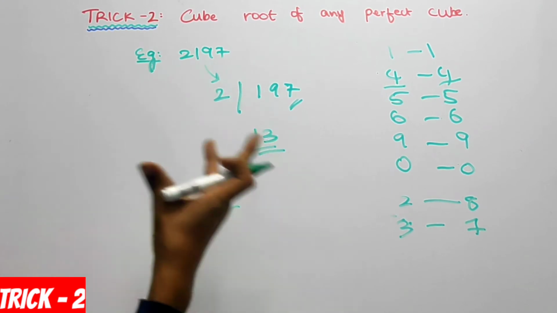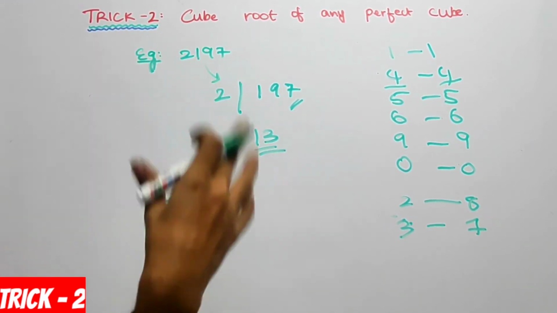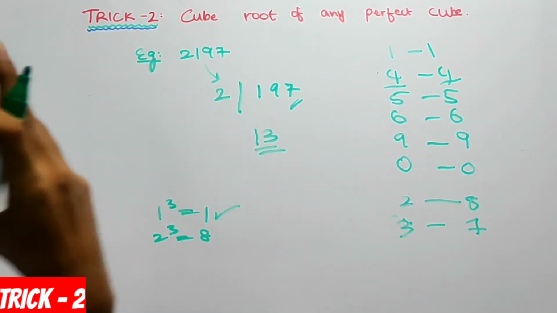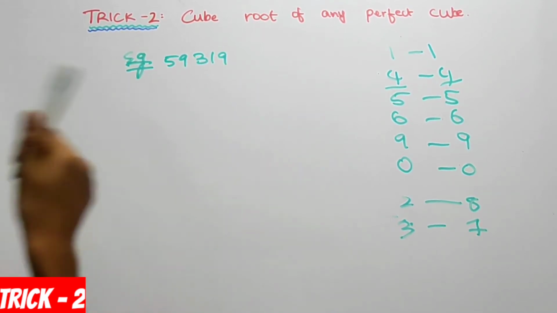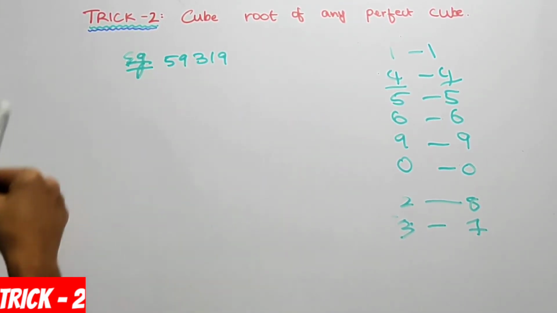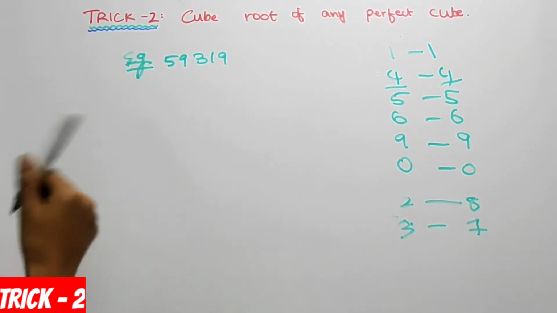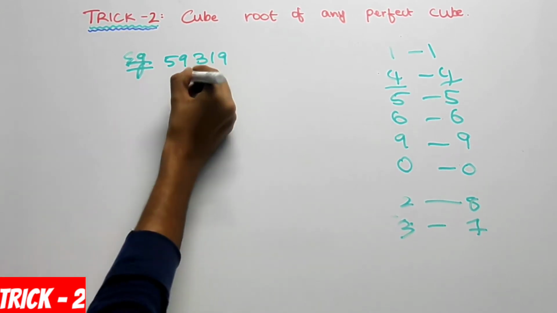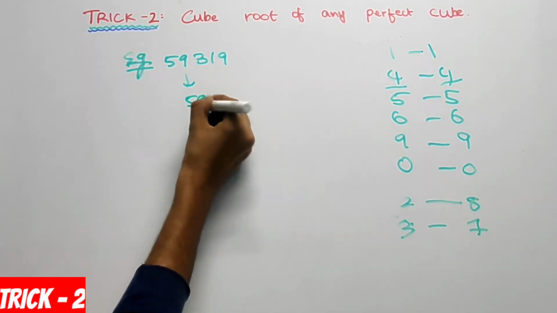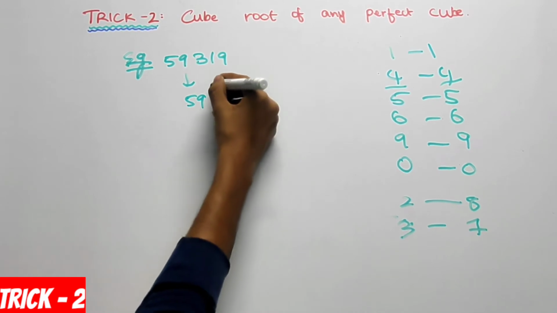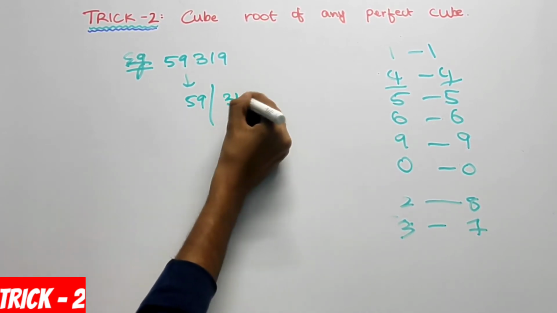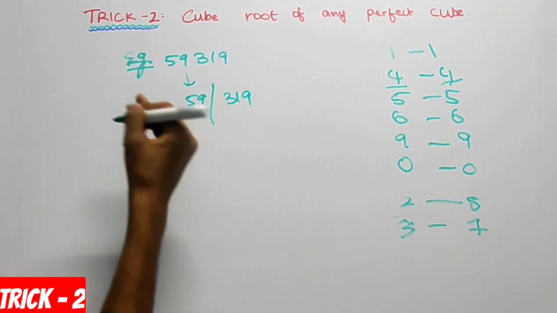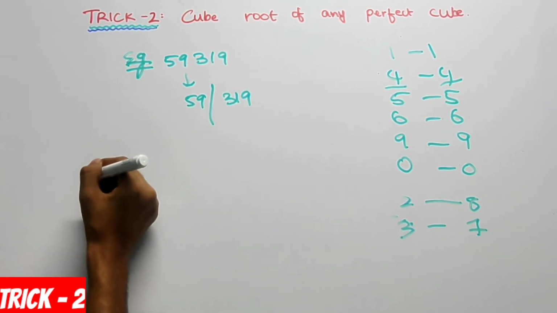Hence, the cube root of the number 2197 is 13. So we have successfully used this trick on one of the example problems. Let us try and use it on this one, 59319. Now we have to use this trick to find the cube root of this huge number. According to the trick, we have to divide it in such a manner. Now the first part becomes 59 and the next part becomes 319.